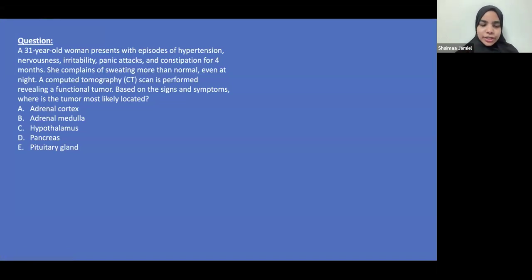Okay, next question. A 31-year-old woman presents with episodes of hypertension, nervousness, irritability, panic attacks, and constipation for 4 months. She complains of sweating more than normal, even at night. A CT scan is performed revealing a functional tumor. Based on the signs and symptoms, where is it most likely located? And give me the name.